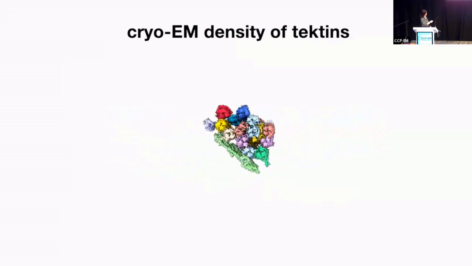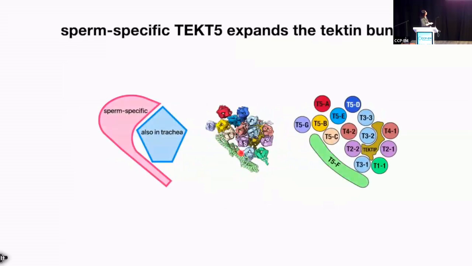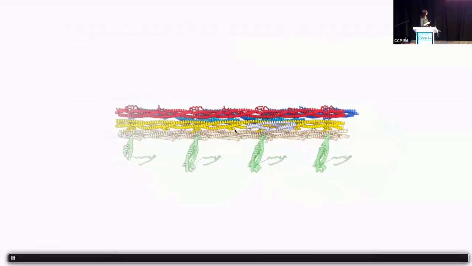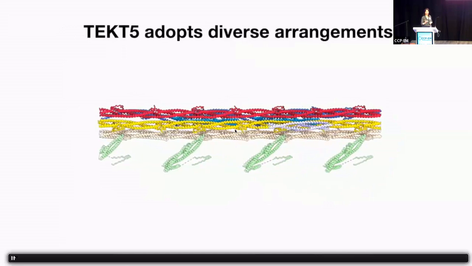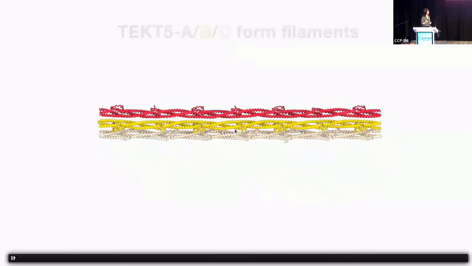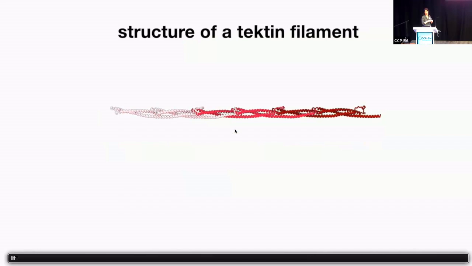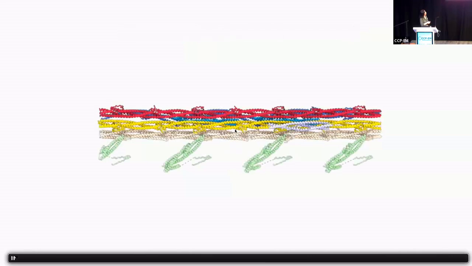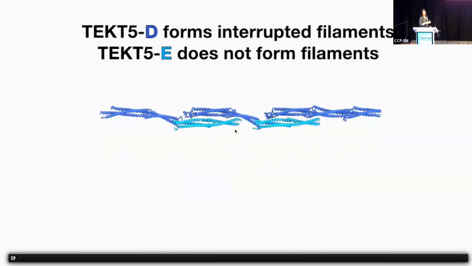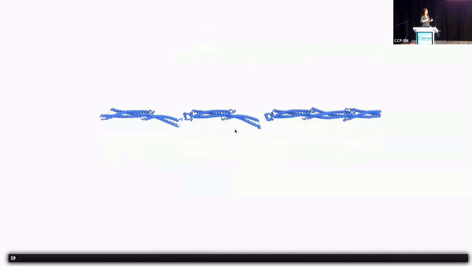But what you can see is that the basic ones that are also found in trachea are 1 to 4, and the expansion is done by only these 5 tectins. But even though it's the same protein, the same that is expressed, it has different conformation. So A, B, and C form this continuous filament that you can see here. But then if we look at the D and E form, they form a discontinued filament.